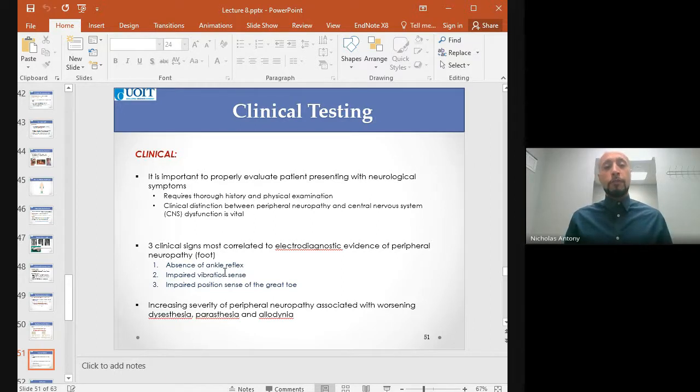So if people present with, this is for diabetes specifically, if you're thinking that the nerves are getting really affected, clinically, if you have all of these, then it's time to get a nerve conduction test and consider intervention. If someone presents with a neuropathy in the foot, they'll have a decreased ankle reflex, decreased vibration sense, so that's your dorsal column, and decreased proprioception.